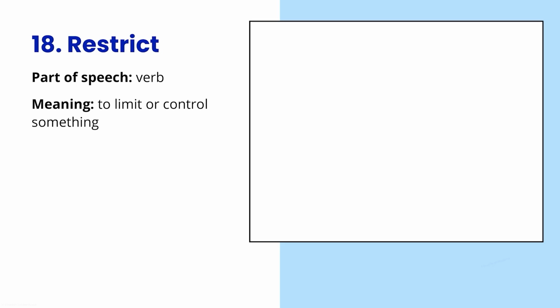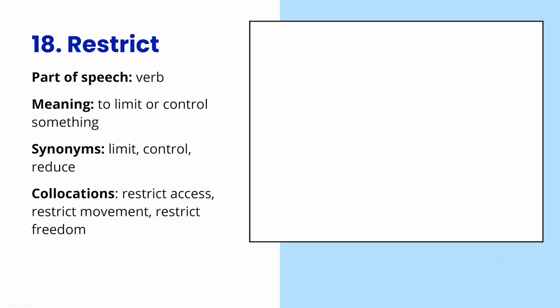Moving on to number 18, which is restrict. Restrict is a verb. It means to limit or to control something. Synonyms: limit, control, reduce. Collocations: restrict access, restrict movement, restrict freedom. So for all of these things, it's talking about controlling or limiting something. So restricting freedom, limiting freedom, controlling freedom.